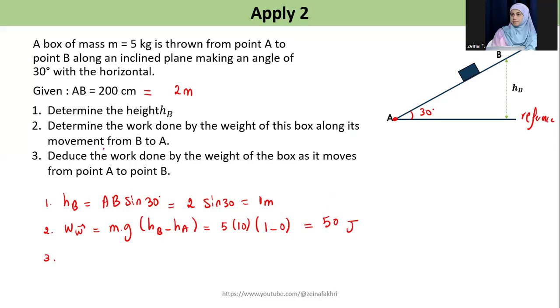Now the last question: deduce the work done by the weight of the box as it moves from A to B. So it's moving now from A to B, while the previous one was from B to A. The work of the weight as it moves from A to B is equal to negative the work of the weight when it's moving from B to A, which is equal to negative 50 joules. If you want to verify it, for the work of the weight when moving from A to B, the initial height will be A and the final height will be B, so it will be 0 minus 1, and we get negative 1. So during the motion downward, the work of the weight is motive, while during the motion upward, the work of the weight is resistive.